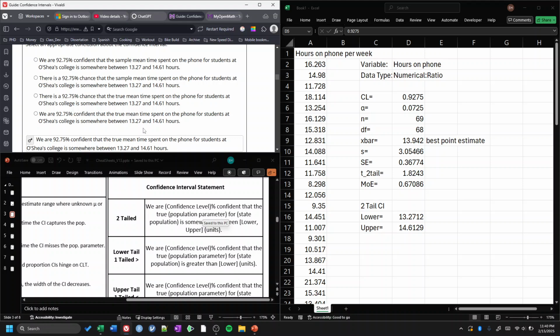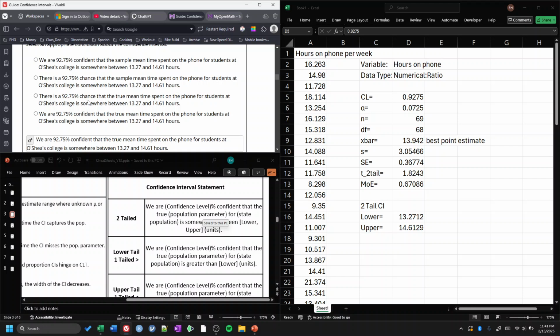Now, there's a few other things in here. What are the things that are wrong in these other ones? Well, one says that we are confident about the sample mean. The problem is I know what the sample mean is. I'm trying to make a statement about the population value. So that's why I want to say I'm 95% confident that the true mean, or sometimes we'll say 92.75% confident that the true mean, or that the population mean.